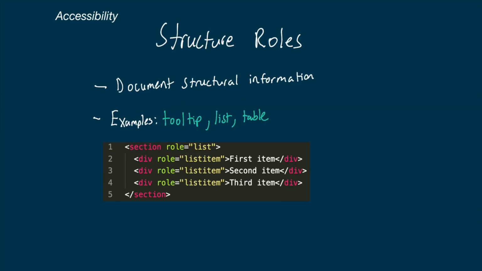Next, we have structure roles, and structure roles are very similar to landmark roles in that they define some structure of the page, they explain what a section of content is doing. However, the difference is that a landmark role is a navigational landmark, something that a user might want to go to first, whereas a structure role is a little bit less important. It's smaller pieces of structure, such as a tooltip, a list, or a table.